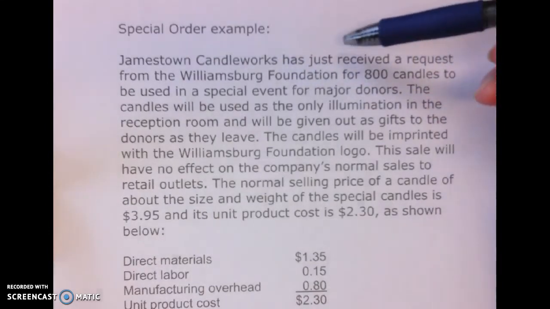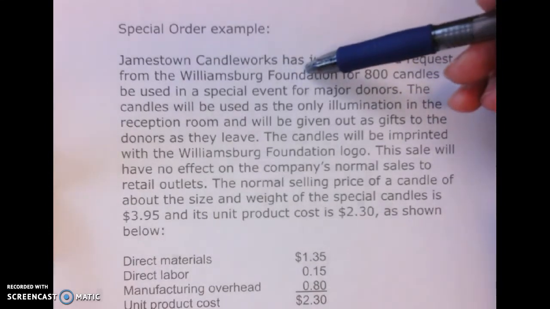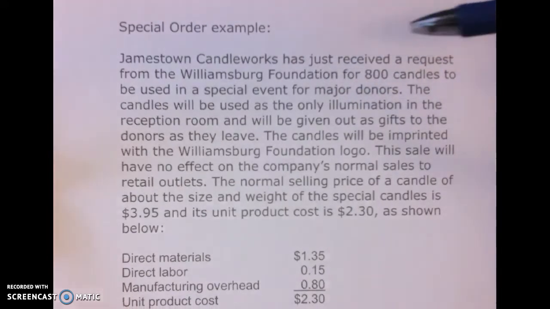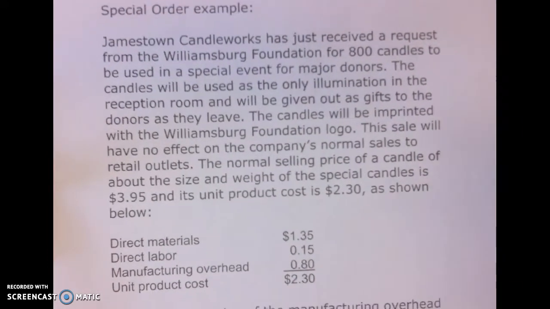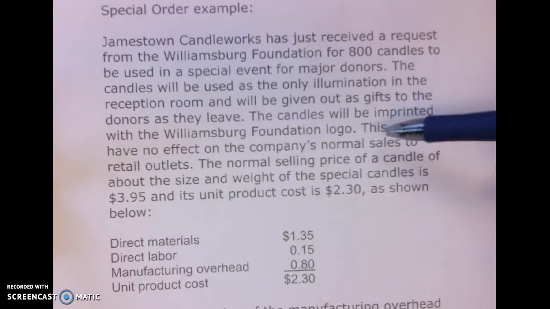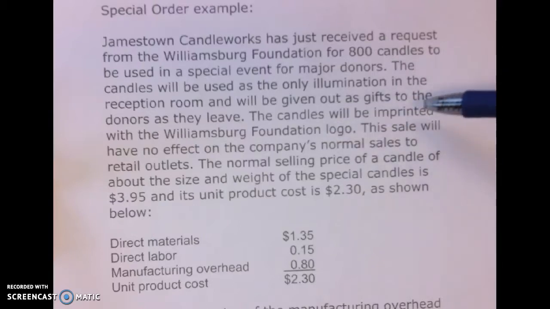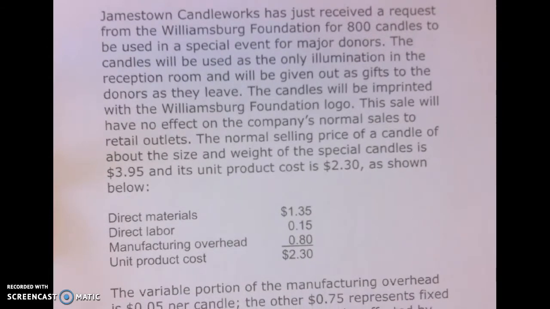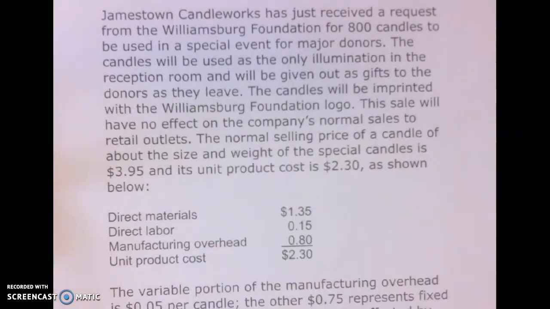This is Jamestown Candleworks has just received a request from the Williamsburg Foundation for 800 candles to be used in a special event for major donors. The candles will be the only illumination in the reception room and will be given out as gifts to donors as they leave. The candles will be imprinted with the Williamsburg Foundation logo. The sale will have no effect on the company's normal sales to retail outlets. So that's important to say that doesn't have an effect on other sales.